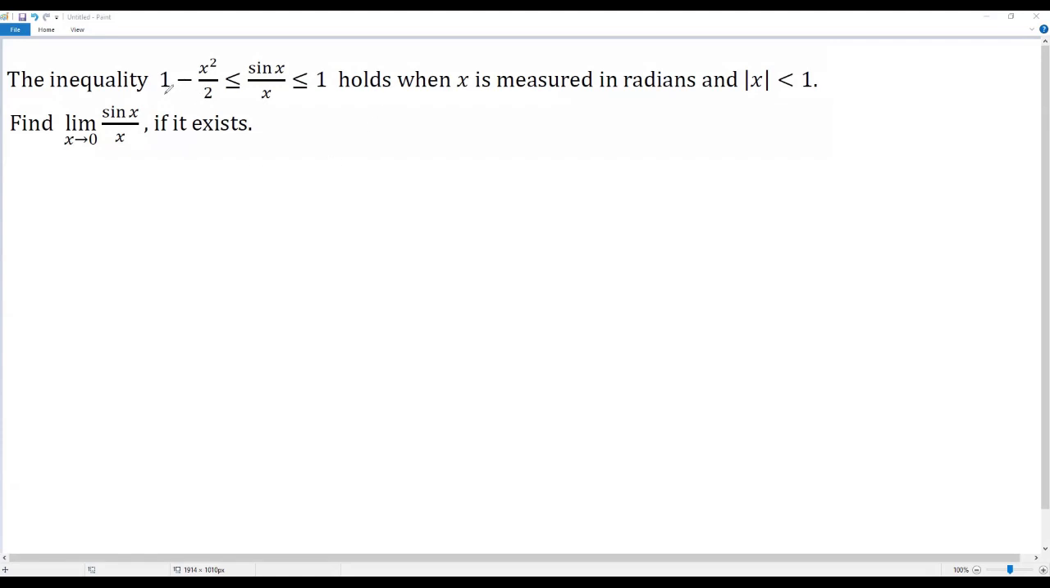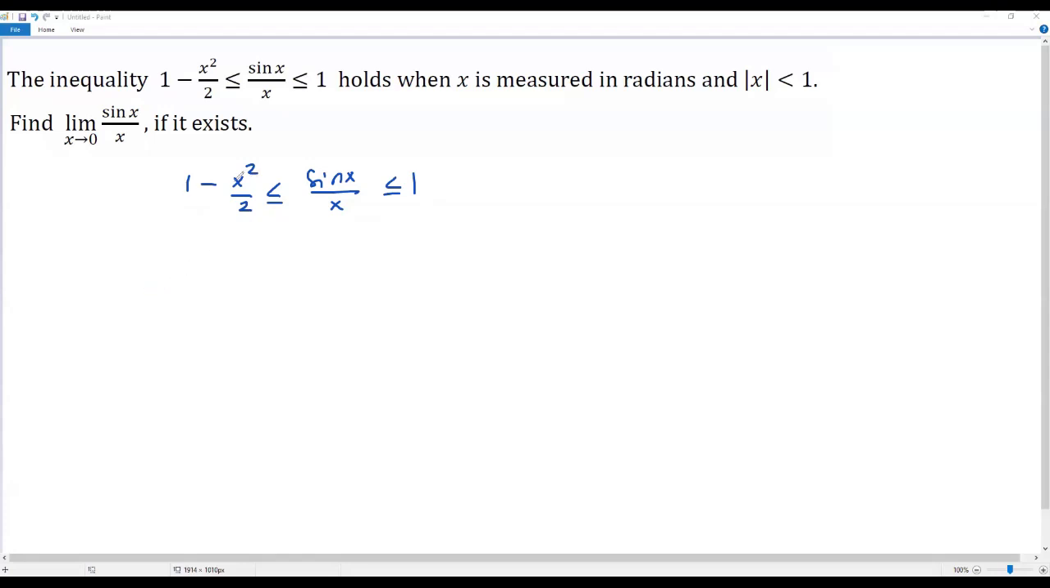Okay, so here we have a compound inequality. In this compound inequality, we are asked to evaluate the function when x approaches 0. Now let me write the given compound inequality as it is: 1 − x²/2 ≤ sin x / x ≤ 1. So we have to evaluate the value of sin x / x when x approaches 0. Now we can take the limit as x tends to 0 for all the terms in this compound inequality.